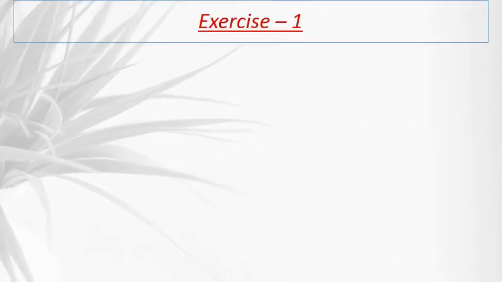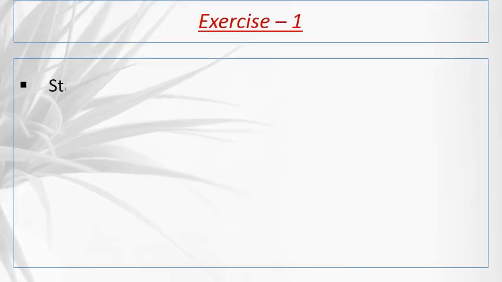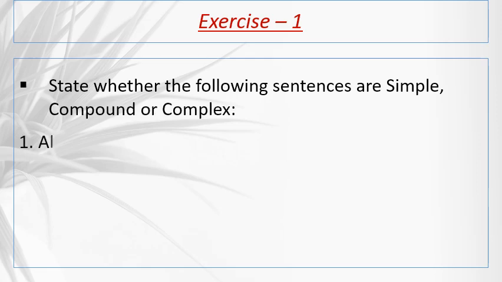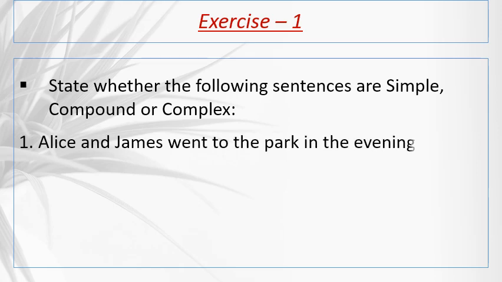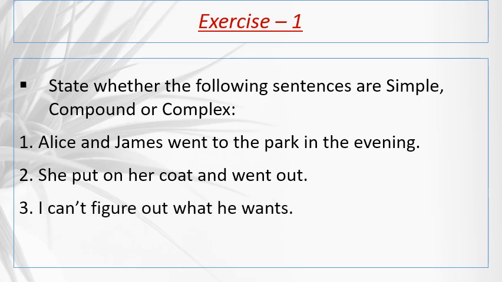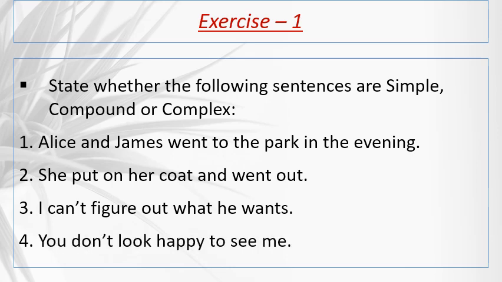Now let us see exercise number 1. The question is, state whether the following sentences are simple, compound or complex. Number 1. Alice and James went to the park in the evening. Number 2. She put on her coat and went out. Number 3. I cannot figure out what he wants. Number 4. You don't look happy to see me.